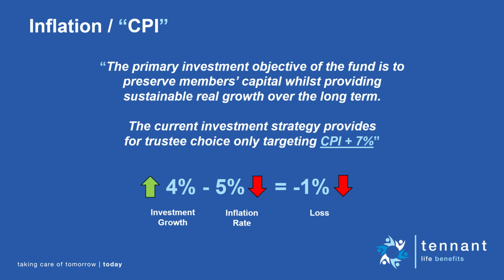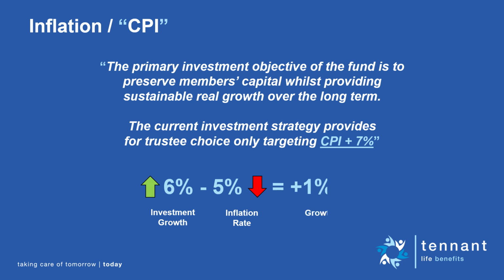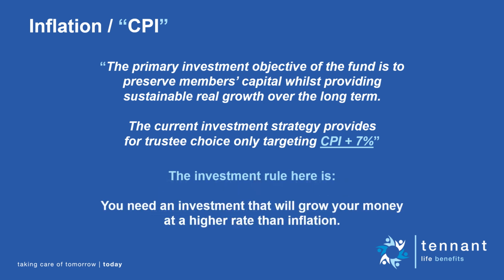So this is why your trustees need to target an investment return higher than the inflation rate, or CPI. Let's look at your investment again. If the inflation rate is 5% and your investment grows by 6%, your investment has grown by 1% in real terms. You need an investment that will grow your money at a higher rate than inflation.